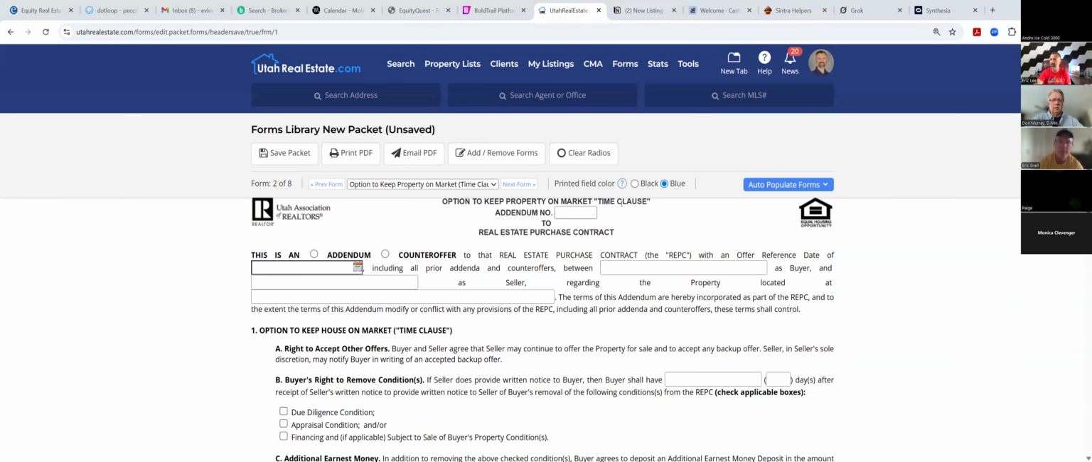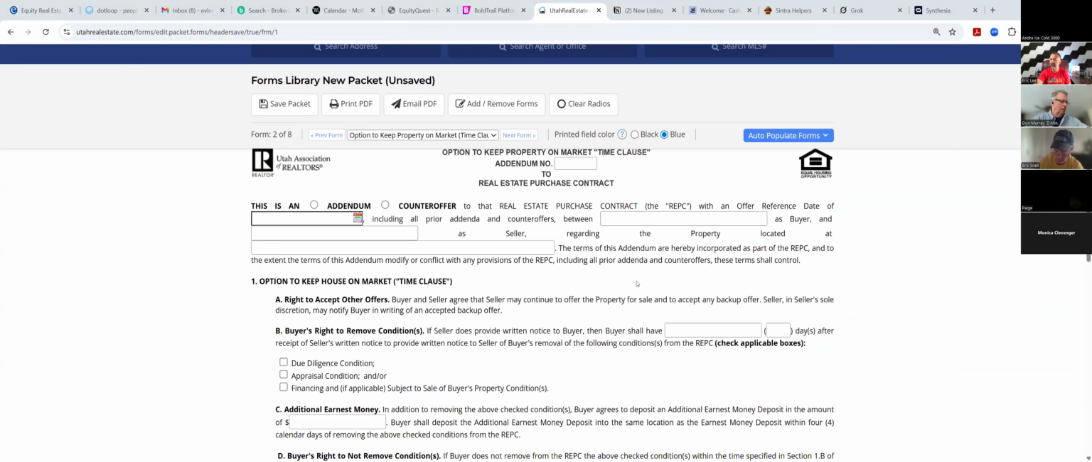So, all right, let's look at the option to keep house on market time clause. I'm the seller. I just got an offer from a buyer with the subject to seller buyer's property. So the first thing this does is it allows me to continue to offer the property for sale. Now, on the MLS, there is a status called active TC. That's referencing the time clause. It still shows active. Your days on market continue to accumulate. If I had just gone under contract, my days on market stop. But if I do active TC, days on market continue to count up.